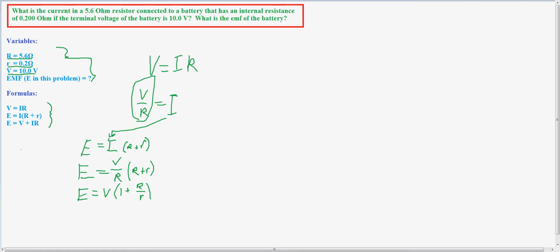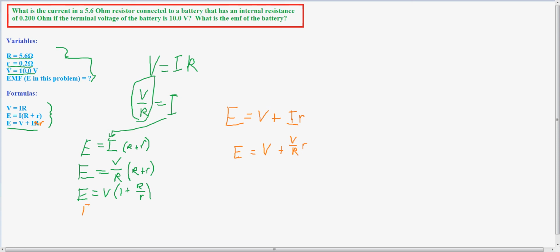another quick way to solve it. Take this equation right here: E is equal to V plus I r. This should be not a big R, but a little r. And since we got the current, it'll be V over R times little r, plus V, and that'll equal the EMF.